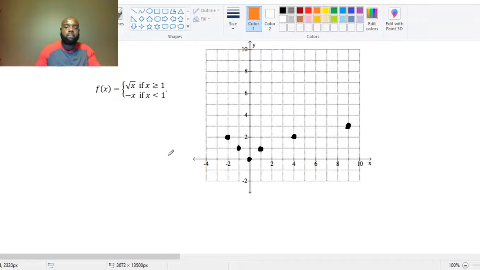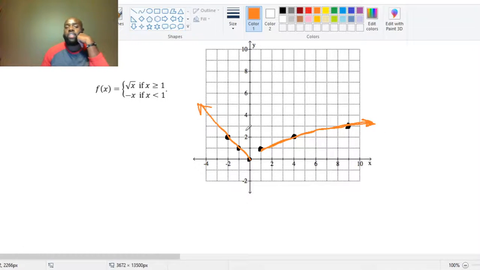Bear with me. We get a graph that looks like that, right? It is a line. When I do the square root of x for x values that are greater than or equal to 1, then it's sort of a curvy graph. It's a very curvy graph.